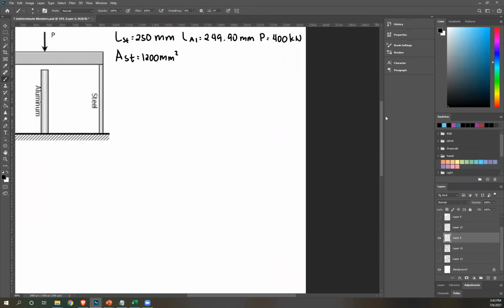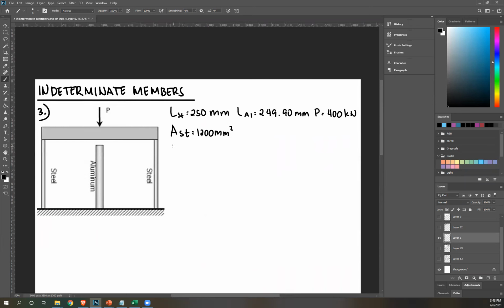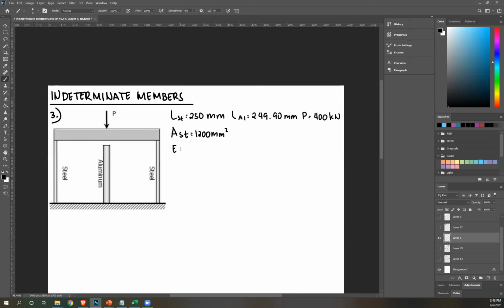Going back. E is for steel, again, just 200 GPa. And then area of aluminum, 2,400. And then modulus of elasticity is 70 GPa. Okay, there, that's all of the given.